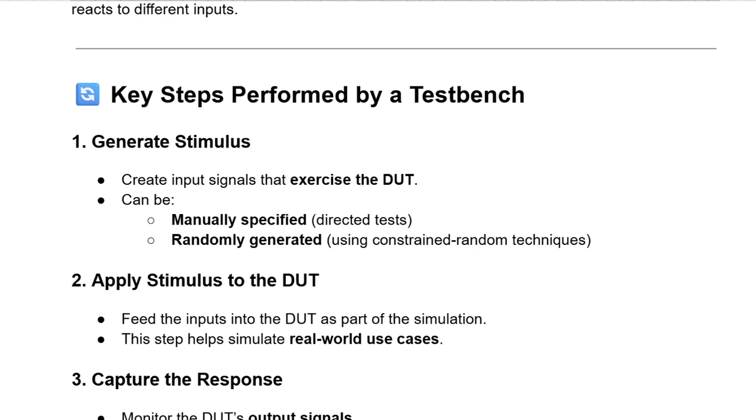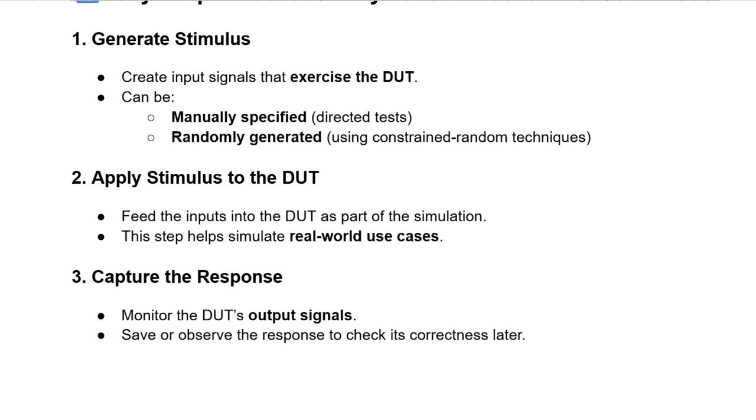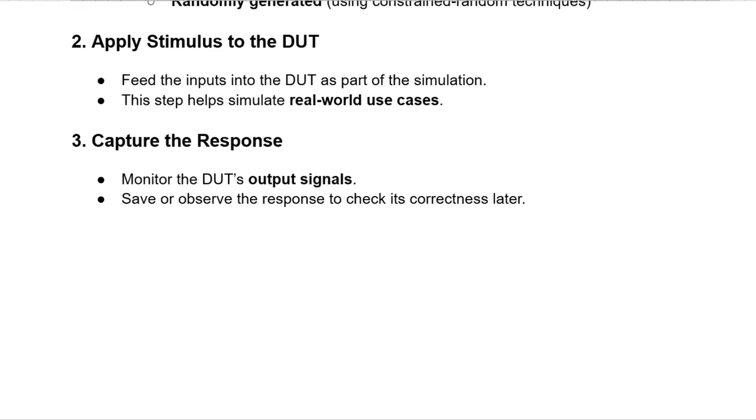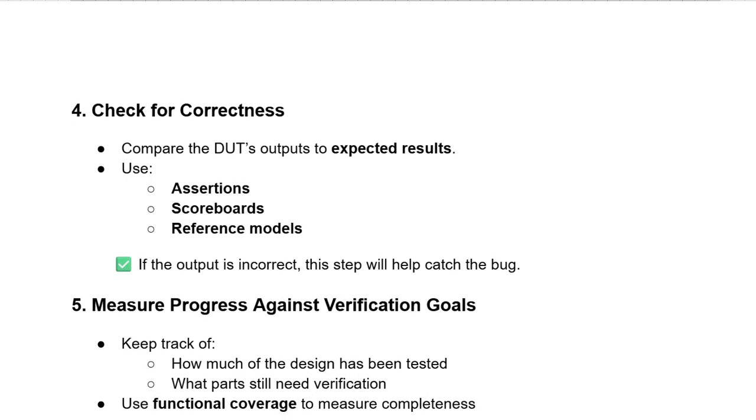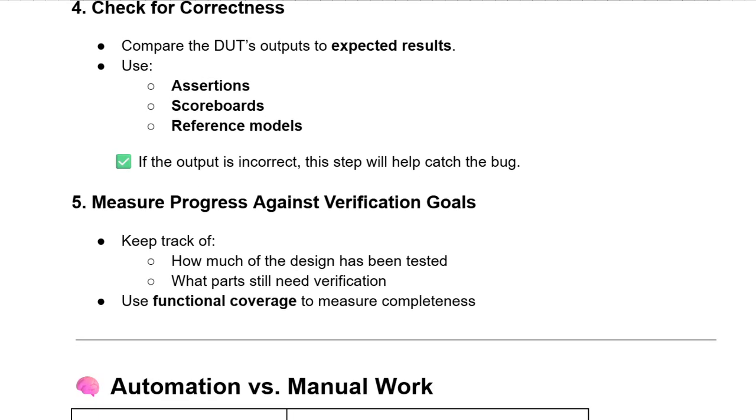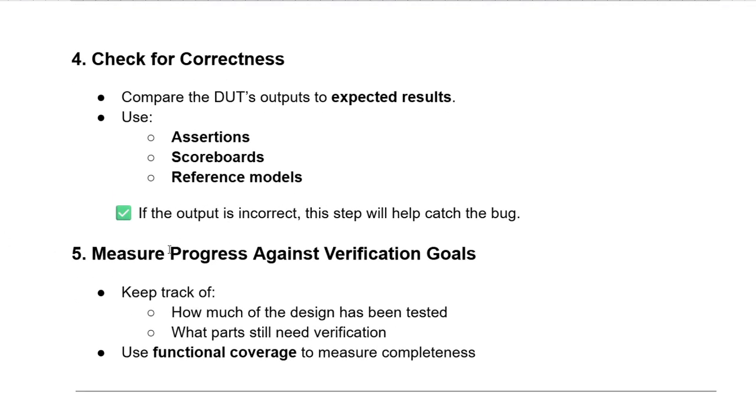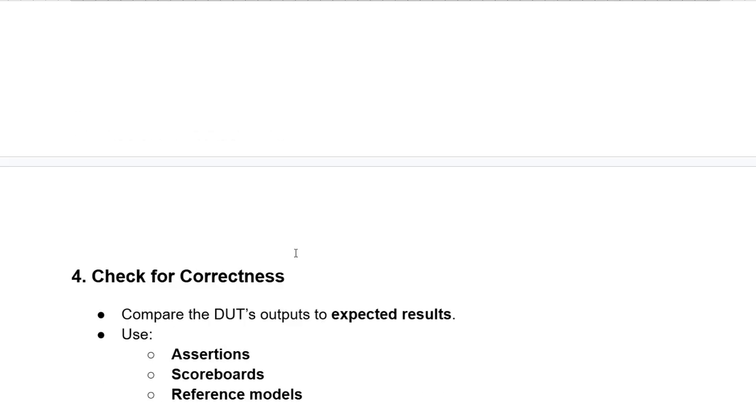Key steps performed by the test bench: generate stimulus, apply stimulus to the DUT, capture the response, check the correctness, and measure progress against the verification goal.